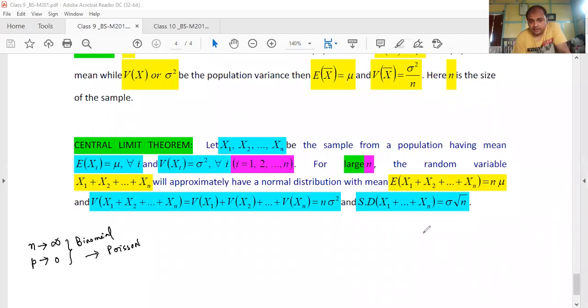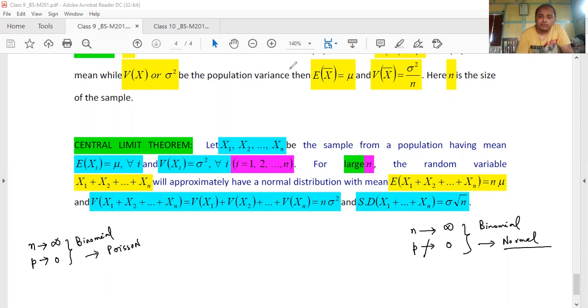What I didn't say is that when n is very, very large, but p is not that small compared to the size of the sample, then p is a significant figure. It is not too small, but n is as large as you can make it. Then binomial distribution tends to follow normal distribution. It's a condition under which binomial distribution tends to follow normal distribution.